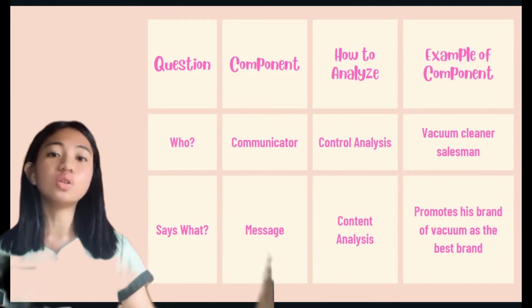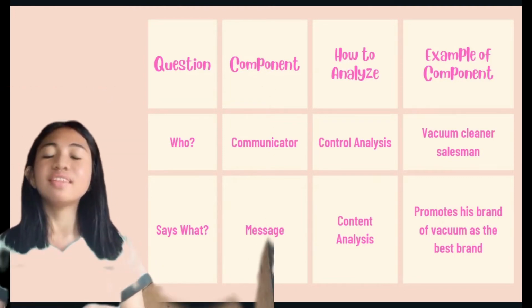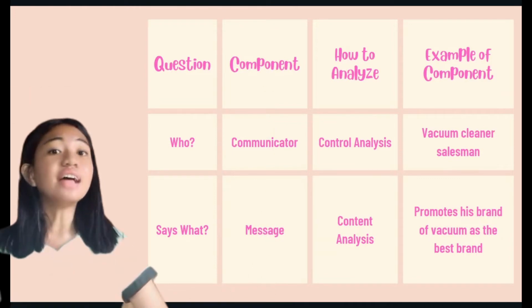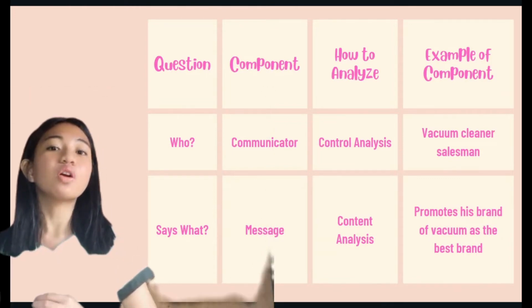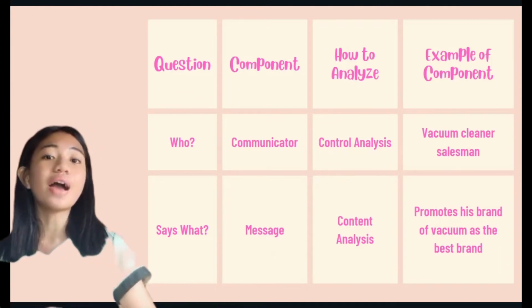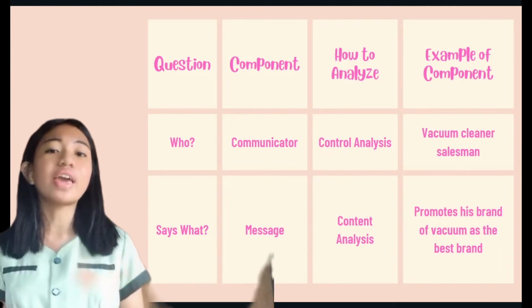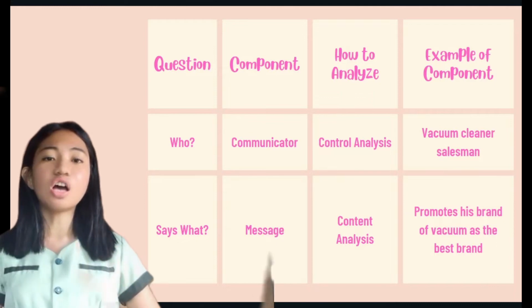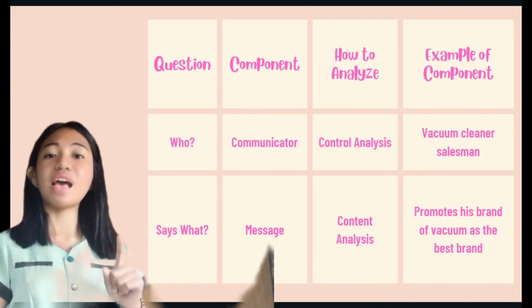For the question who, its component is the communicator, and to analyze this, we have control analysis. The example of this component is the vacuum cleaner salesman. Why? He is the person who will send the message.